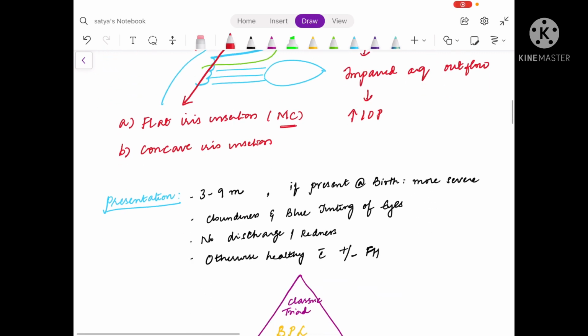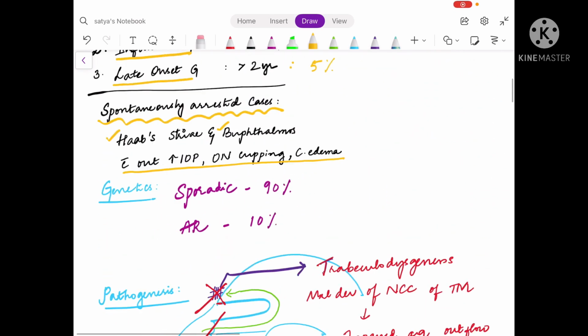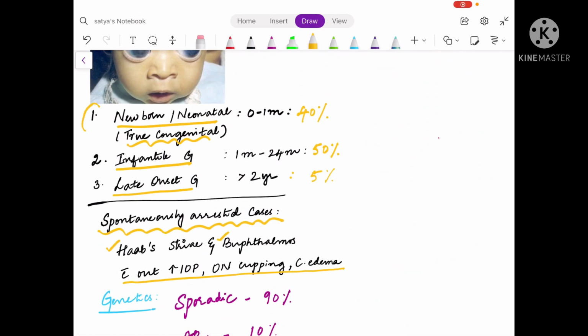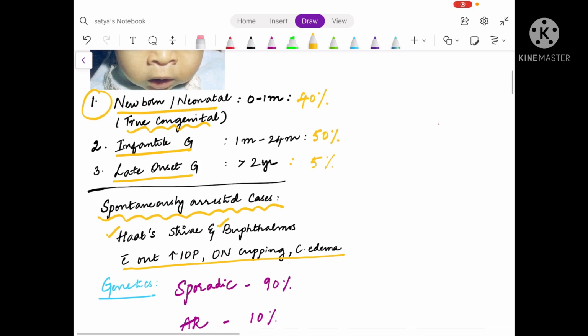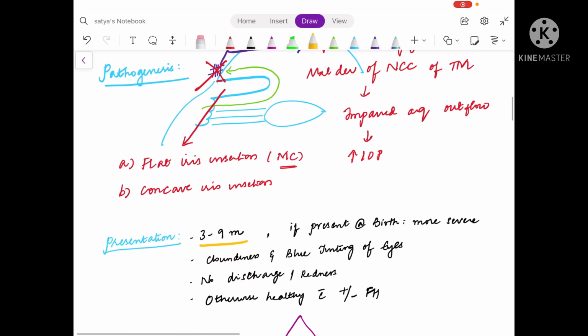Now, coming to the presentation, the baby presents at the age of 3 to 9 months, and if they present at birth, I am talking about the newborn glaucomas. Newborn or neonatal or true congenital glaucomas are more severe forms. And they present with cloudiness and blue tinting of the eyes. Remember, this is the presentation.